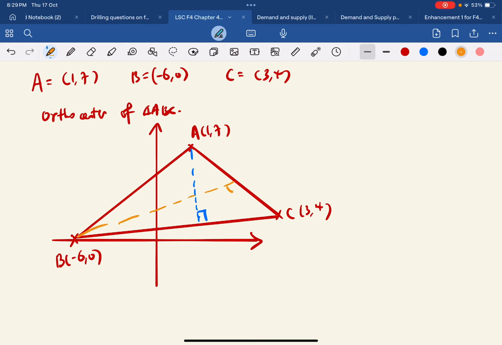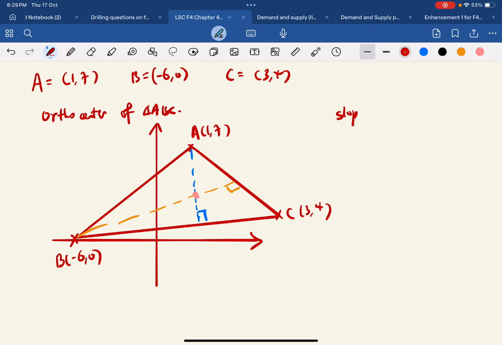For sure, you can use another height, like you can draw the one from C to line AB, that's totally fine. You will reach the same answer as well, provided you calculate it correctly, okay? So you know, this is the orthocenter, like the pink one. So that's our goal, how to find the coordinate of the pink one. So maybe we can start from finding the equation of the blue line first, okay?